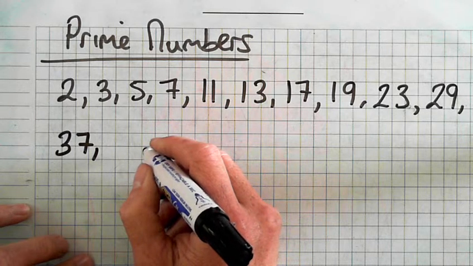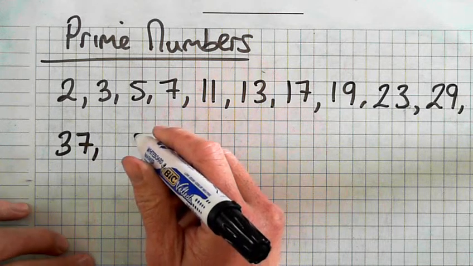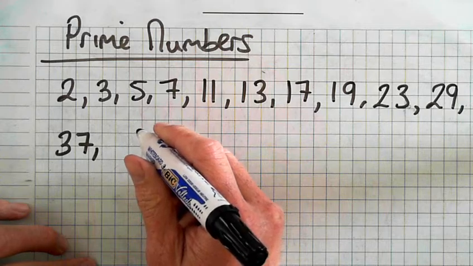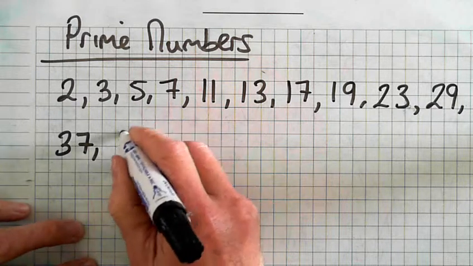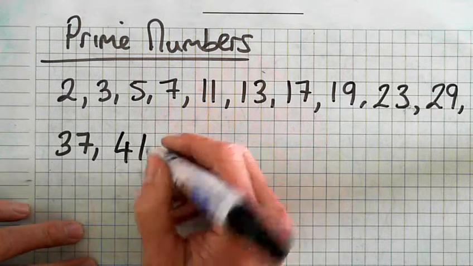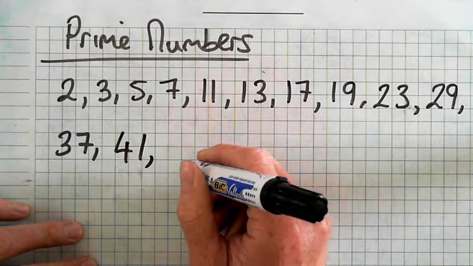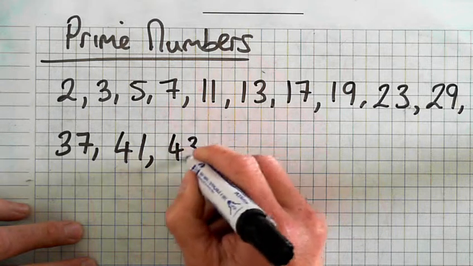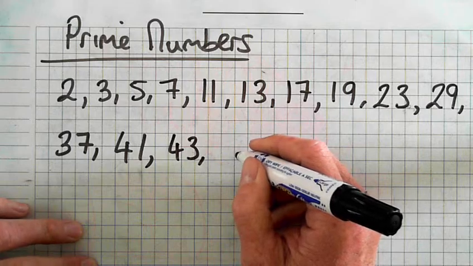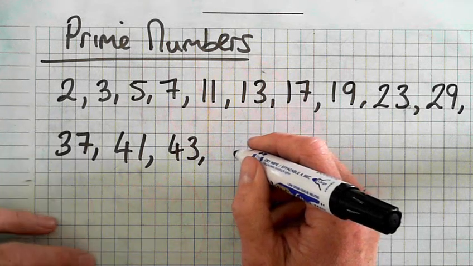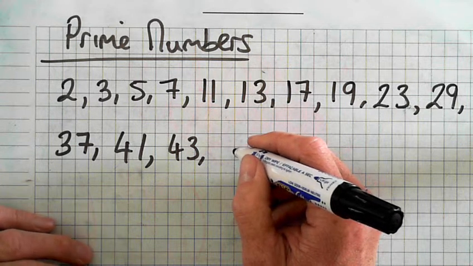38, 2 will divide in. 39, 3 will divide in. 40, 2 will divide into that. So 41, will 2, 3, 4 or 5 divide into 41? No. 43 is the next one. 44, 2 will divide in. 45, 5 will divide in. 46, 2 will divide in.